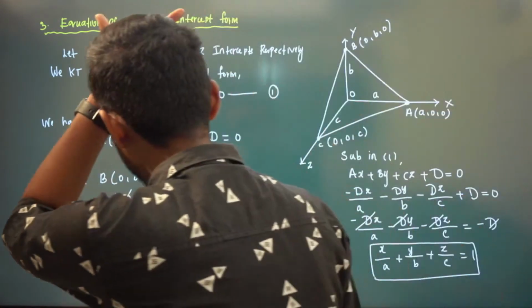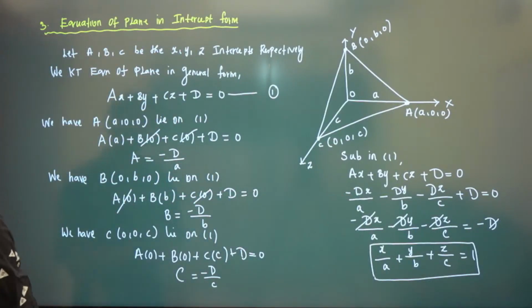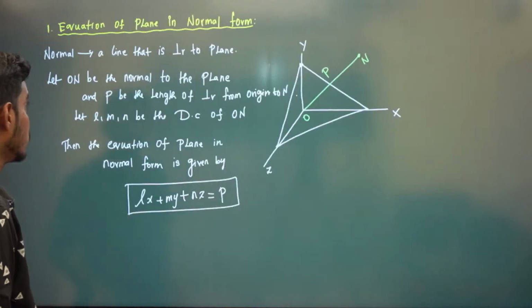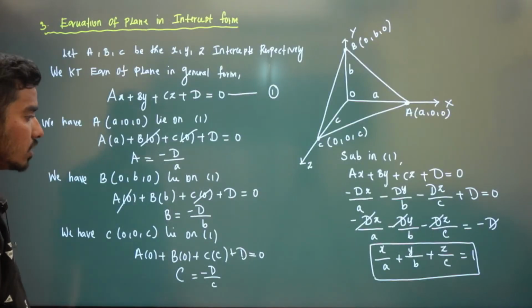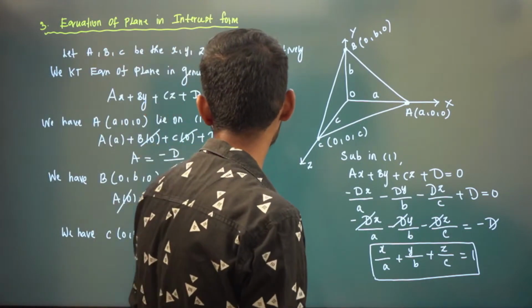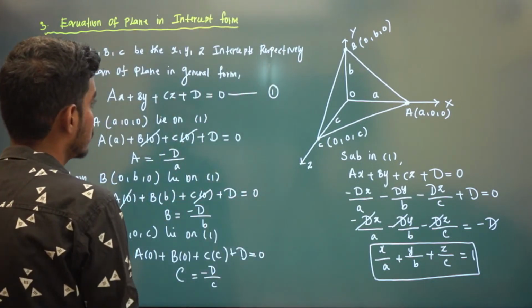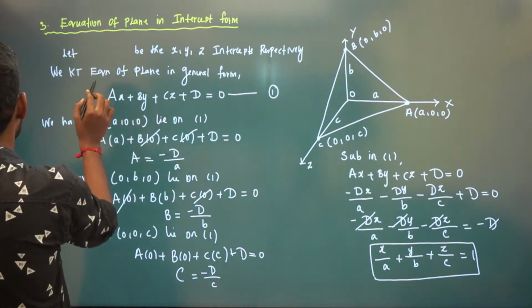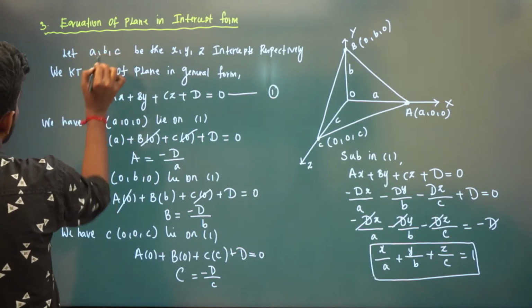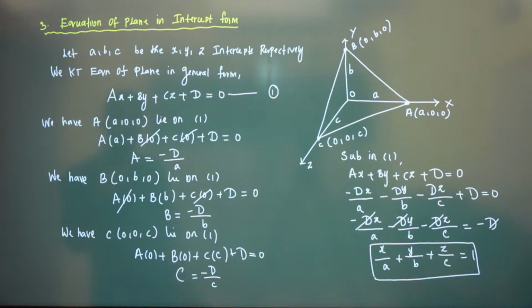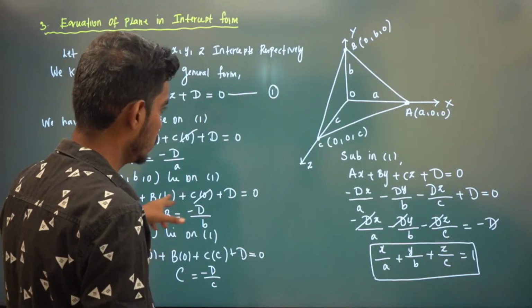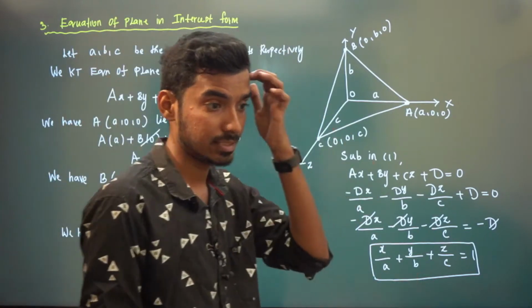We have ax plus by plus cz plus d is equal to 0. Is it clear? So we have derived the formula for equation of plane in normal form, general form, and intercept form. Here a, b, c are intercepts, right? Let a, b, c be the x, y, z intercepts respectively. We know that the equation in general form is ax plus by plus cz plus d equals 0. Substituting all 3 points, we are getting a, b, c. Substitute in 1, yes. So this is the equation of plane in intercept form, right?